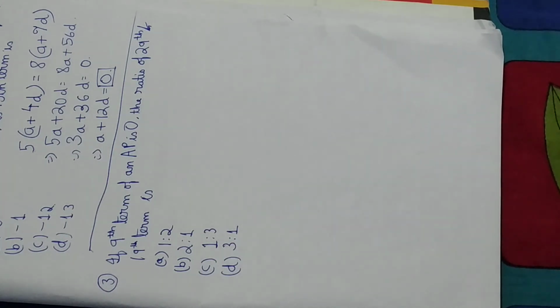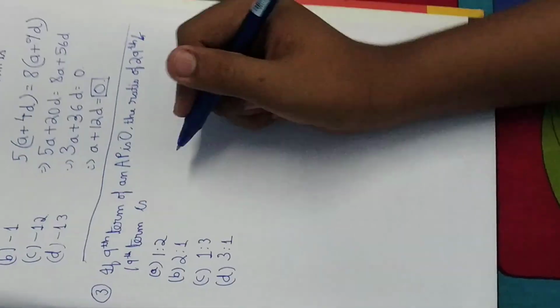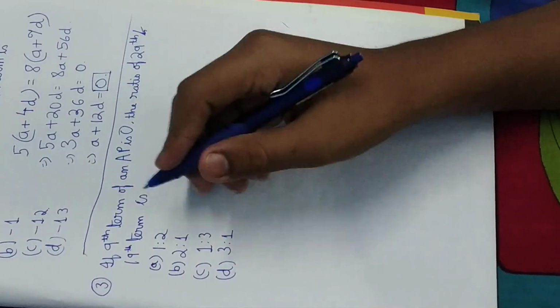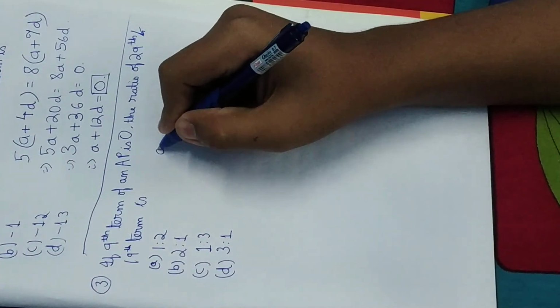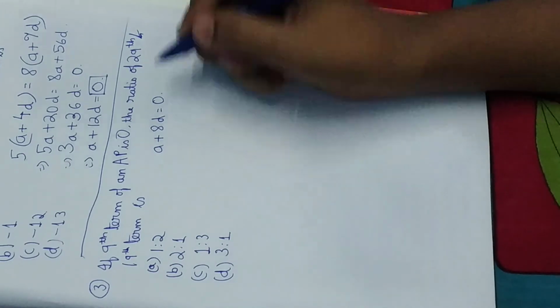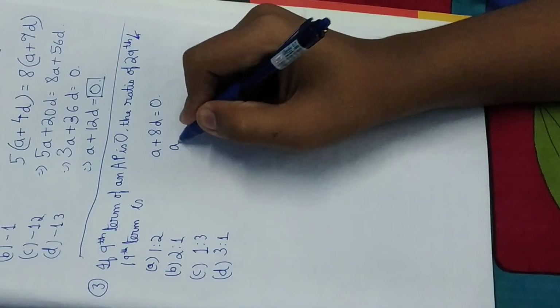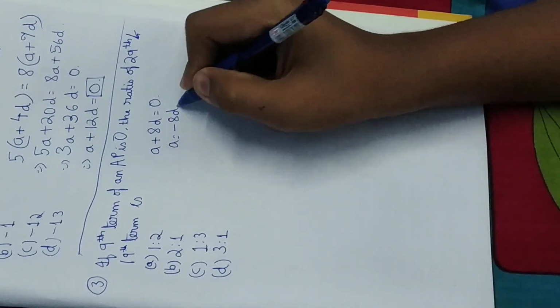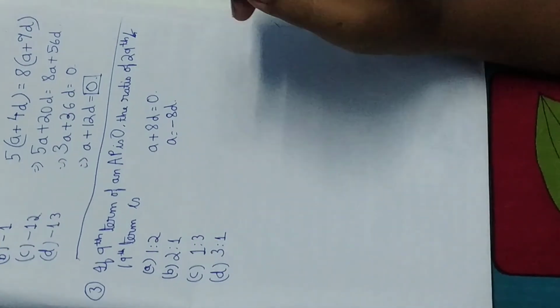I am starting with the solution. It's again an easy question. The 9th term of an AP is 0. What is the 9th term? a plus 8d is the 9th term, which is equal to 0. Then I will write a is equal to minus 8d, which is the main thing you need to solve the question.